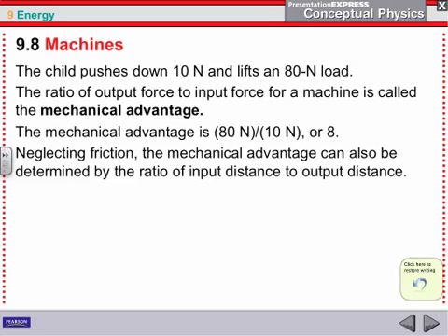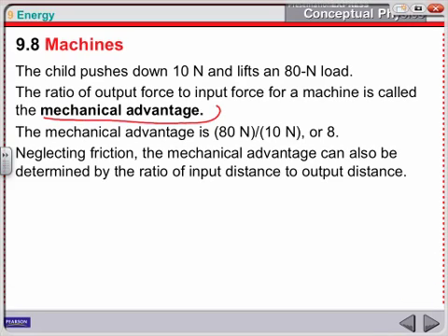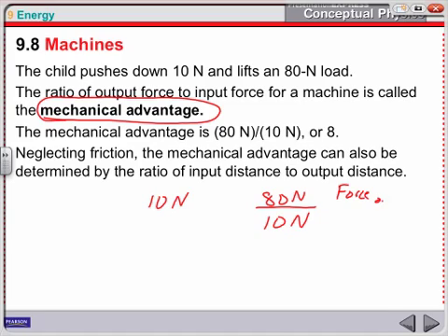In order to figure out how much we can multiply force, that's known as the mechanical advantage. And let's say the example that they showed you says, hey, I only need to push a 10 newton force to move this 80 newton object. Well, what we're going to do is find out that the mechanical advantage is 80 newtons divided by 10. It's the output force divided by the force I put in. And that gives me the mechanical advantage.